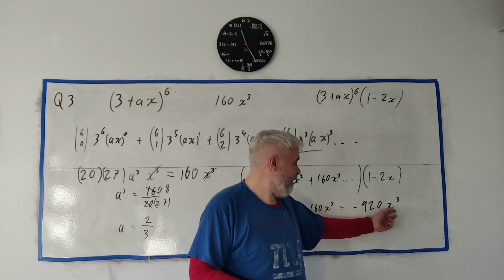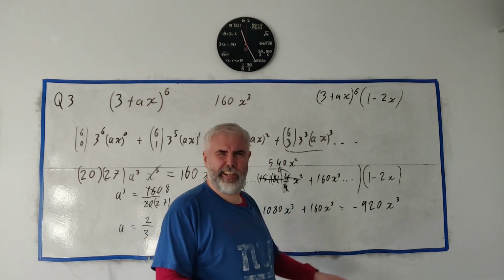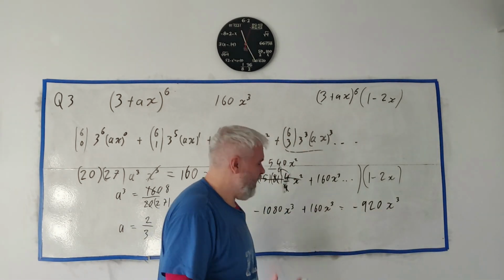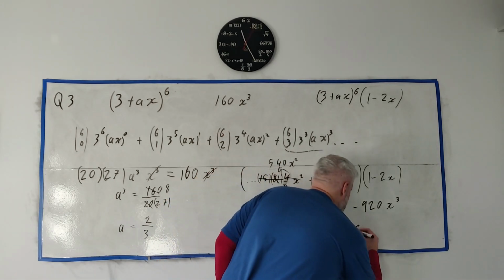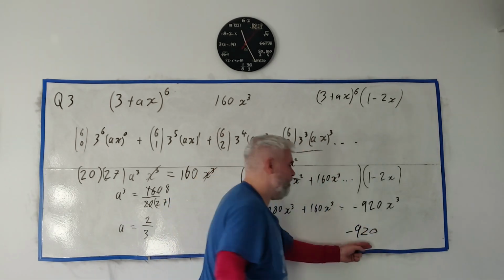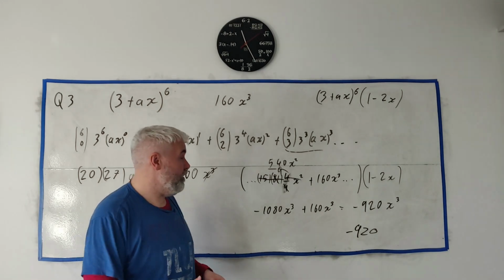So you don't even have to write the x cubed. I don't think you lose marks for doing that. I guess let's just be careful. The final answer is minus 920. They only asked for the coefficient.